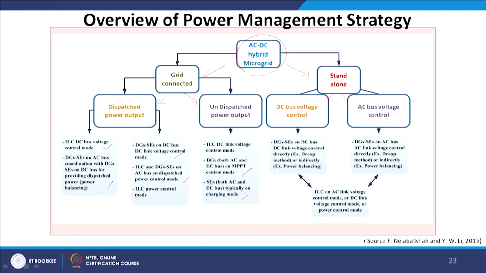Coming back to standalone, distributed generators on DC bus do DC link voltage control directly. In case of AC bus voltage control, distributed generation and storage elements on AC bus do AC link voltage control directly. Please remember, in both the cases, interlinking converters could be in AC link voltage control mode or DC link voltage control mode, or it could be in power control mode. So, this is the overall structure of your power management strategy for an AC-DC microgrid, both in grid connected as well as in islanded or isolated mode.